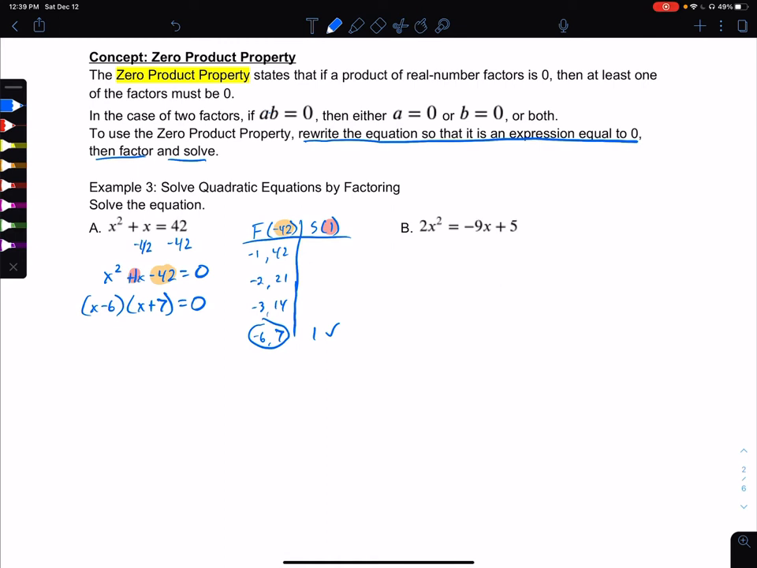Now, again, with the factor sum chart, as you get better, you can start skipping steps. You might be able to jump right to the factors that you know are going to work. So I've left part of it blank because I knew obviously negative 1 and 42 is not going to give me a sum of 1.